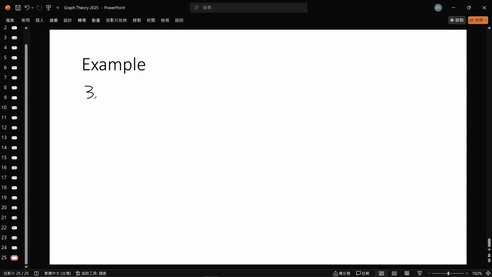Let's apply the previous examples. So let's try this one. So the target degrees are 3, 3, 3, and 1. Okay. And well, let's use the first algorithm.